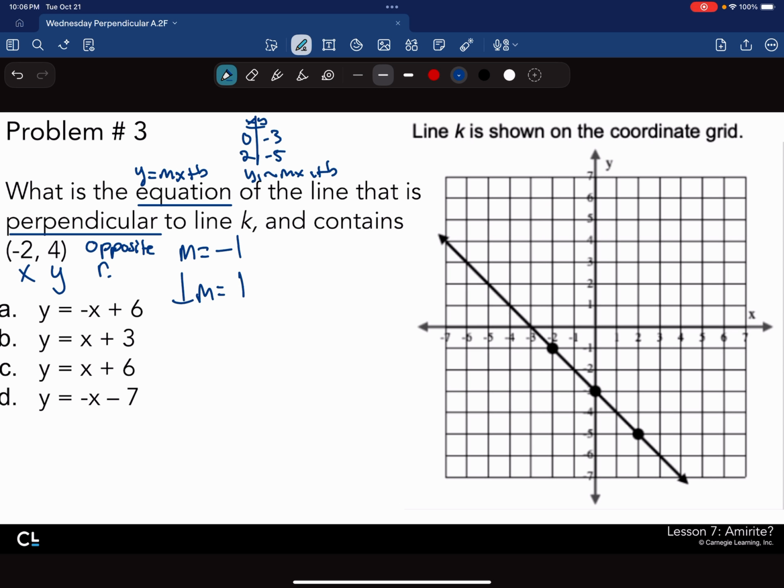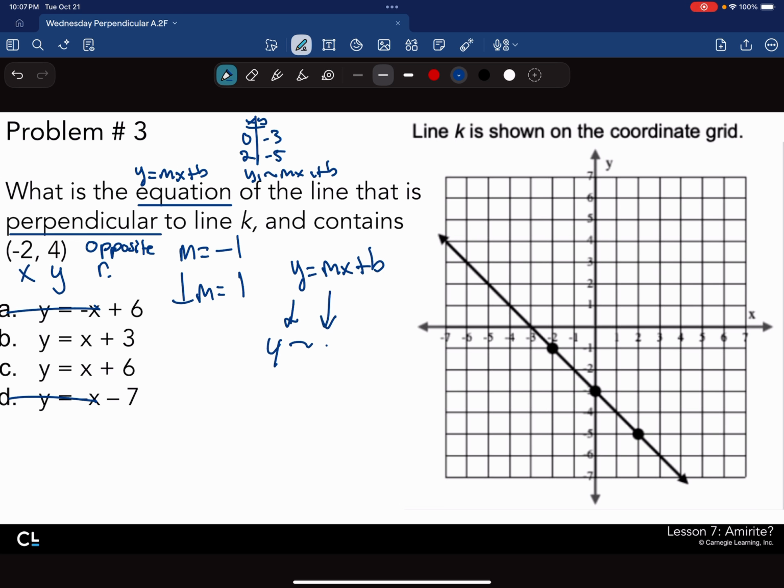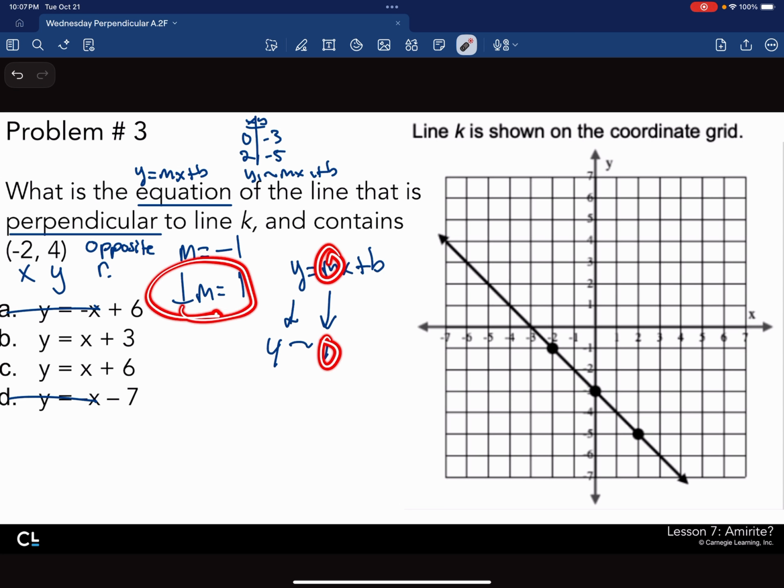As you can see, our answers cannot be A and they cannot be D, because those are negative and that's our original slope. So now we're going to plug in y equals mx plus b. Y is equal to 4. Again, where did I get 4 from? From the y value in your point. Our m is going to be +1. Again, our slope is our perpendicular slope.